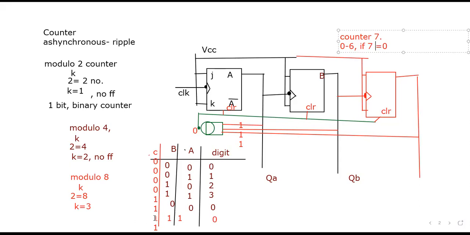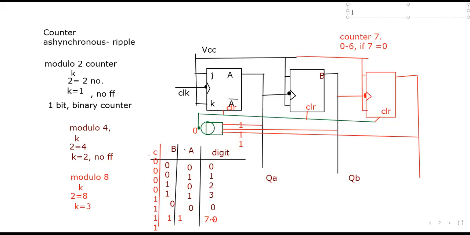So here 2 raised to 3 equals 8. So all 3 would give us the 7 value. So here I can write 7 equals 0. Okay, 7 becomes 0. So it will count 1, 2, up to 6, and whenever there is 7, it will make it 0. Then again it will count 1 to 6, and if it is 7, then it will make 0.